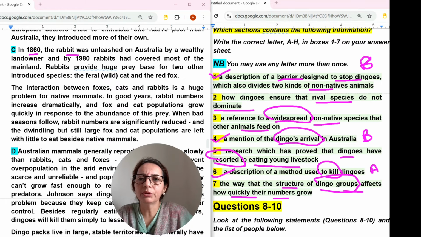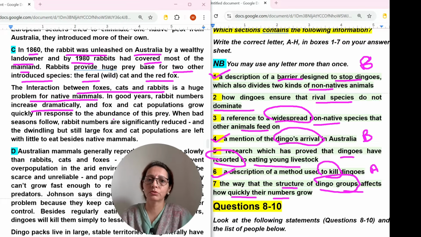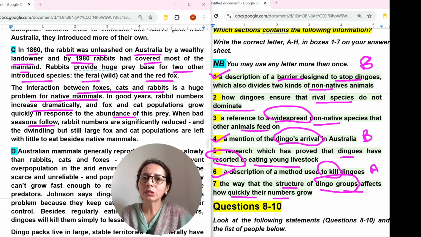In 1860, the rabbit was unleashed on Australia by a wealthy landowner. And by 1980, rabbits had covered most of the mainland. Okay, means the population had grown. Rabbits provide a huge prey base for two other introduced species, the feral wildcat and the red fox. Okay, the interaction between foxes, cats, and rabbits is a huge problem for native mammals. In good years, rabbit numbers increase dramatically, and fox and cat populations grow quickly in response. When bad seasons follow, rabbit numbers are significantly reduced, but still large fox and cat populations are left with little to eat besides native animals.